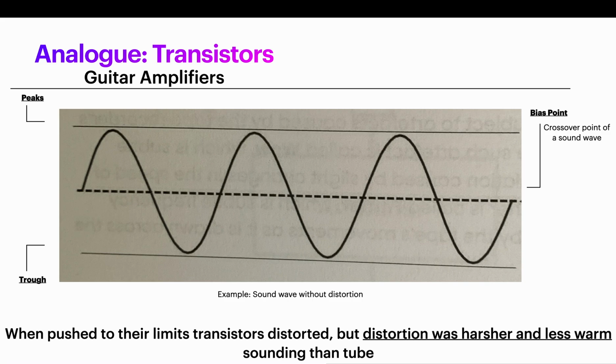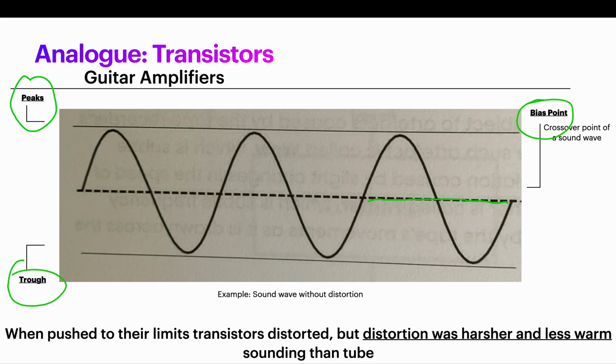Okay, so there's a few things that I want to go over first of all. The first one here is you must start understanding what these definitions are, these peaks and these troughs. And another one is a bias point that I want to go over. Basically, what a bias point is, it's just this middle line here. I won't draw it all the way through. It's just that middle line.